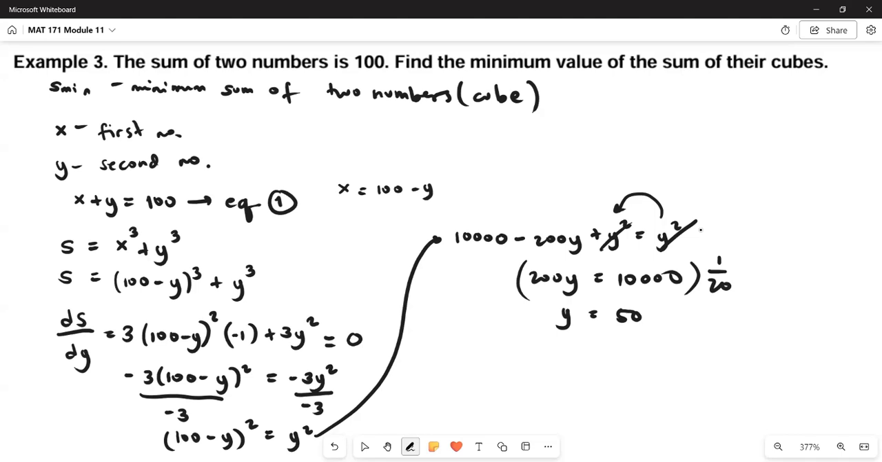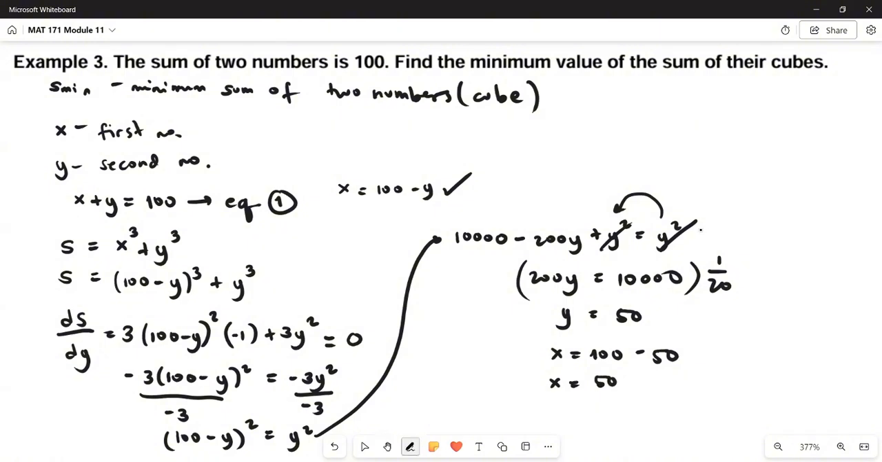So, ito na ba yung sagot? Hindi pa, kasi y value pa lang. Para makuha natin yung x natin, gamitin na lang natin yung equation na to. So, x is equal to 100 minus yung y na nasolve na 50. Therefore, x is equal to 50 din.